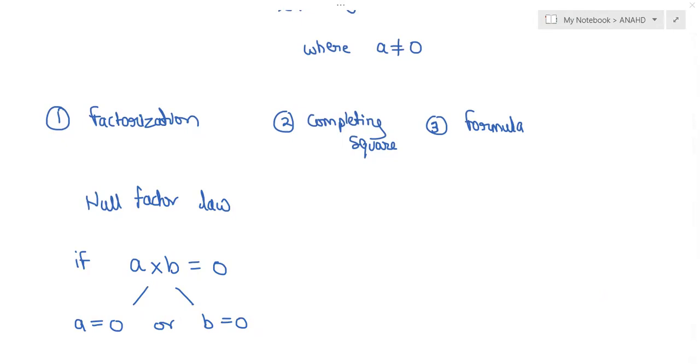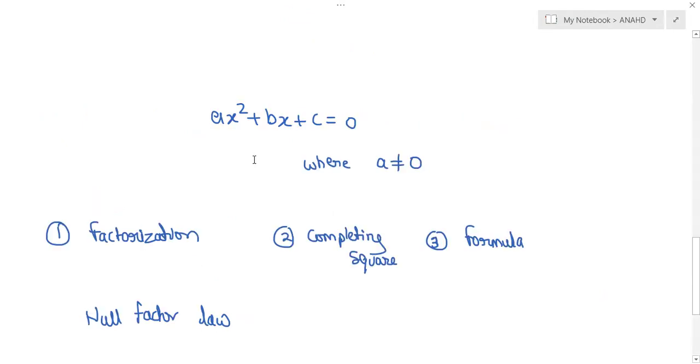Now, to solve the quadratic equation by the factorization method, the very first thing is that you have to make your equation, whichever form it is in, into the standard form, that is ax squared plus bx plus c is equal to 0. Then you have to fully factorize the left hand side and simplify it. Now you have to apply the null factor law and solve the resulting linear equation.